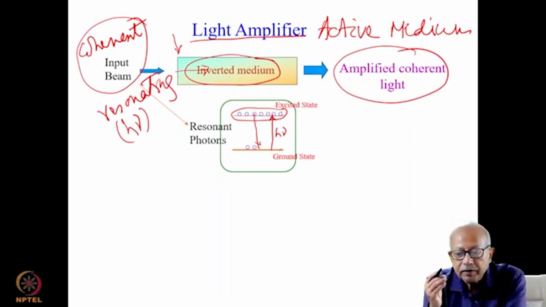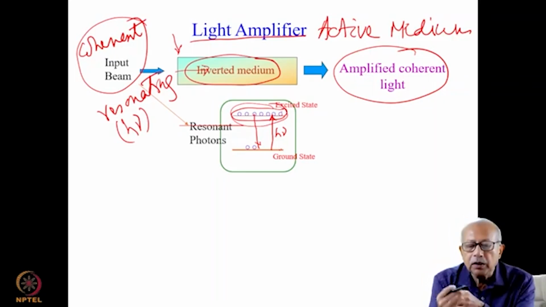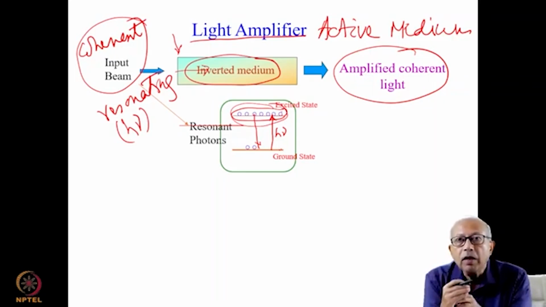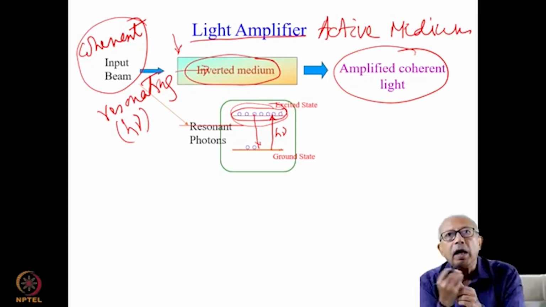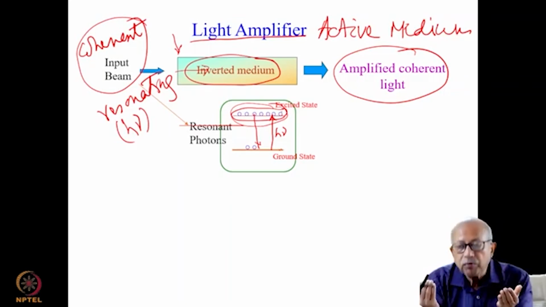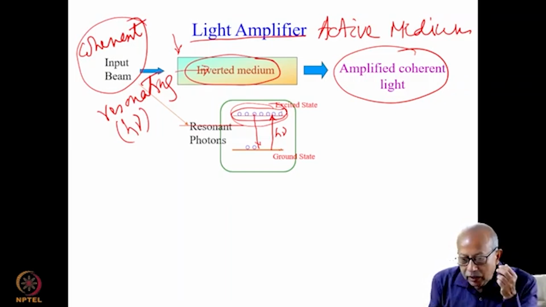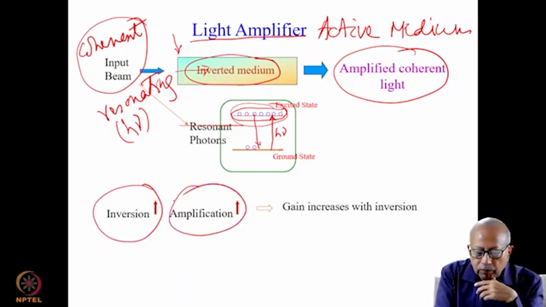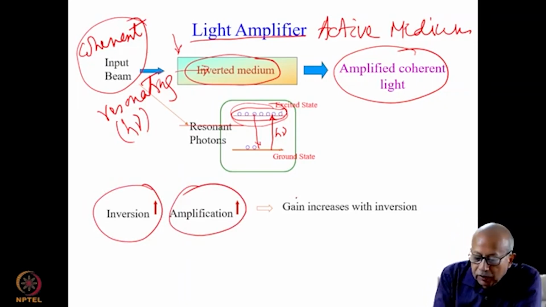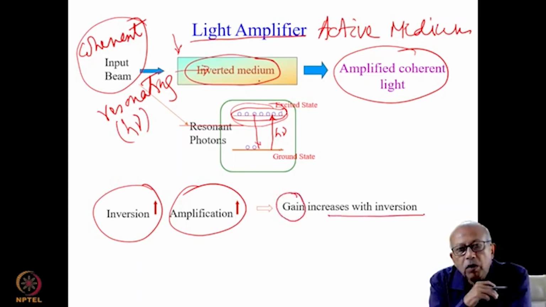And you will appreciate that the higher the population inversion, the more the amplification. If you take more population in the excited state from the ground state, the rate of stimulated emission will be even more, so it will amplify light at a faster rate. Therefore, the amplification will be more. In other words, we can say that the gain of this optical amplifier increases with increasing population inversion.